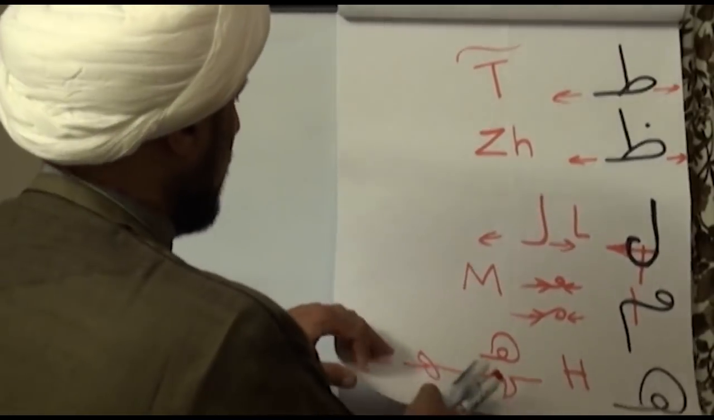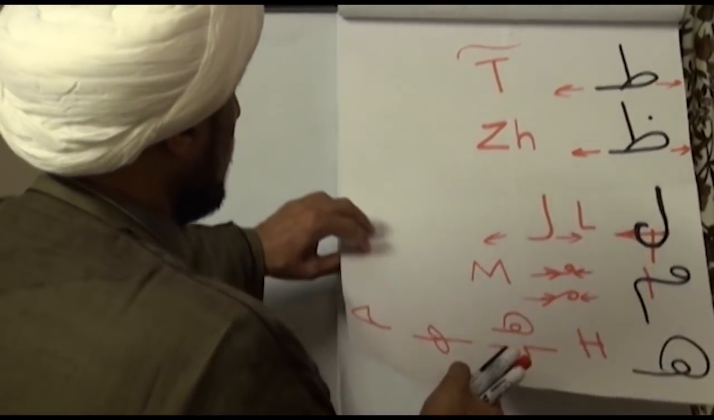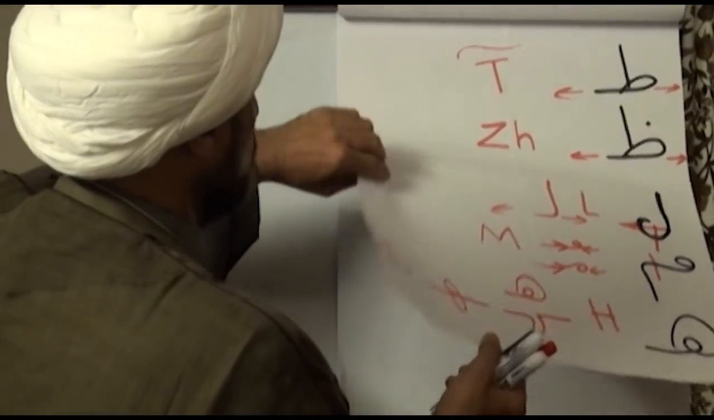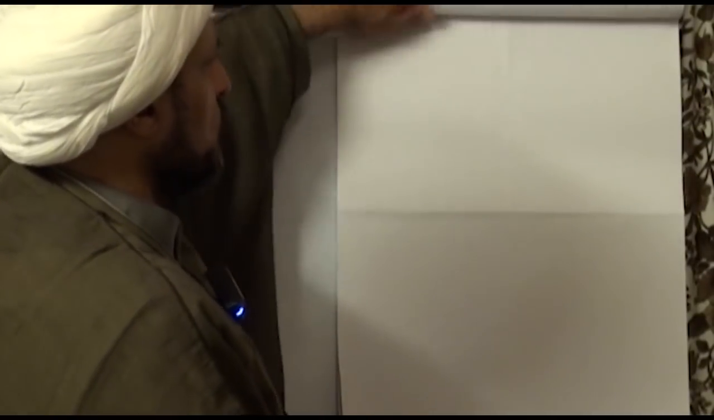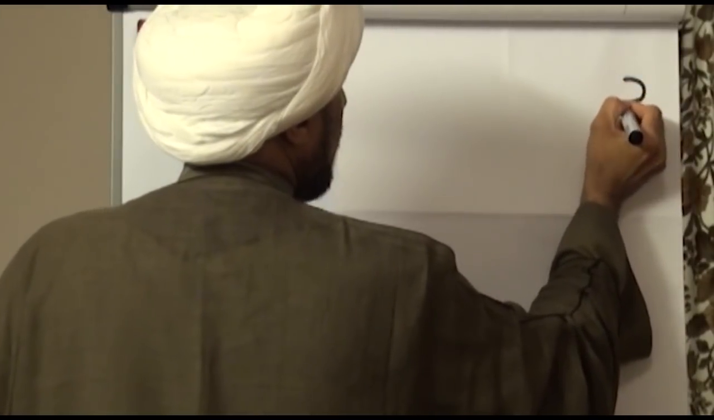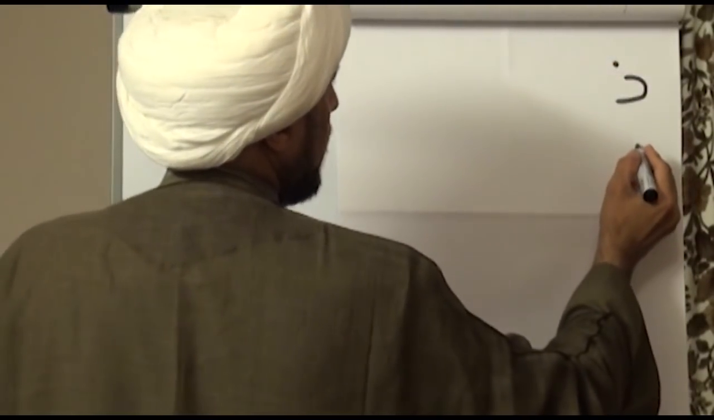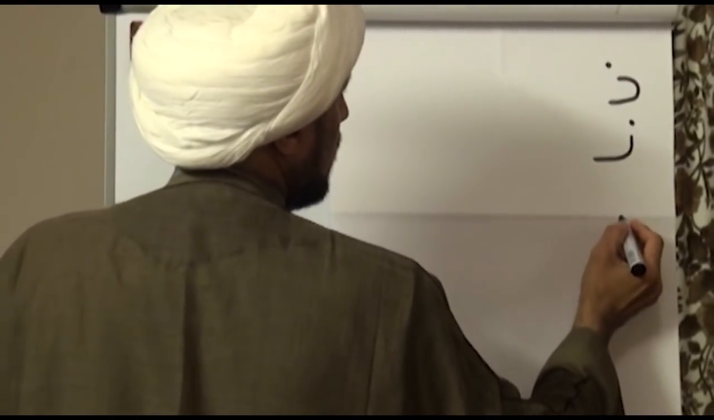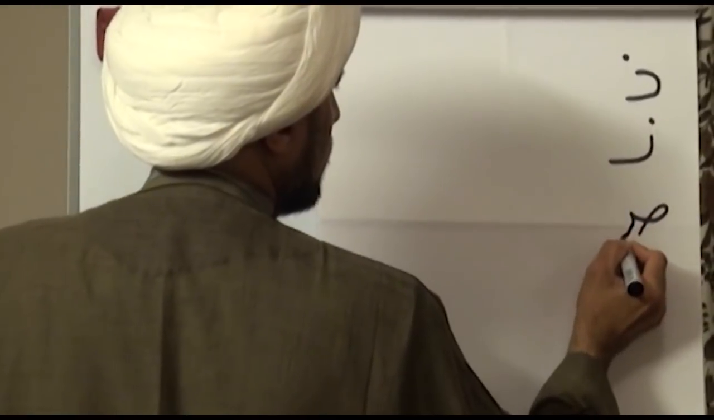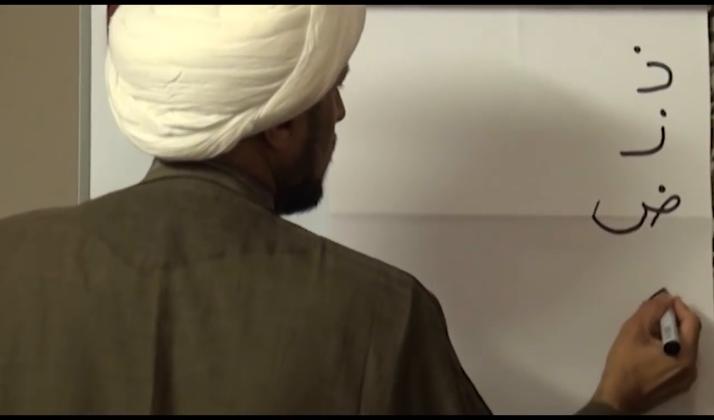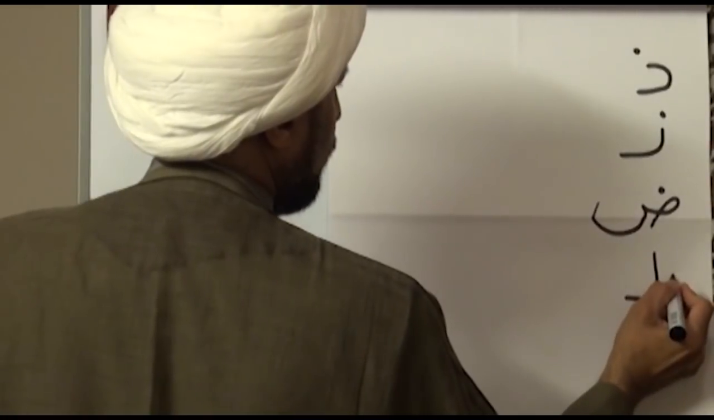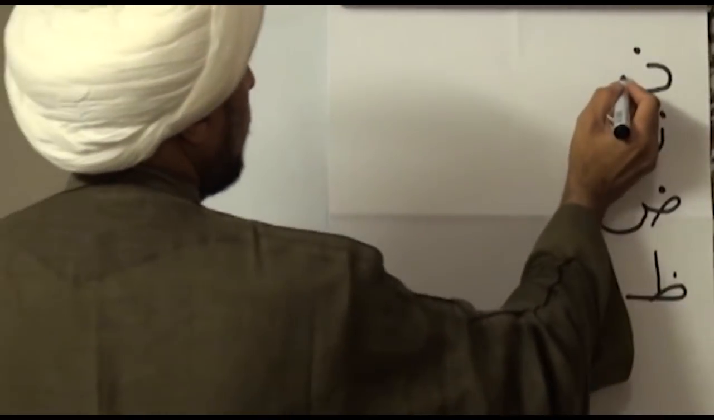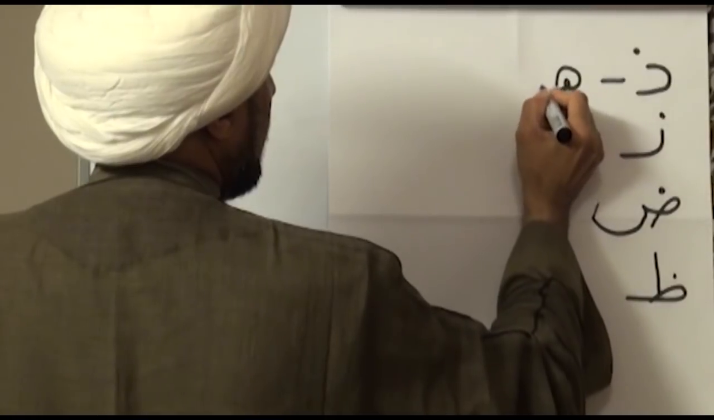Before we carry on, I just want to mention there are some similar letters we had mentioned. Just a kind of notice, because many people get mixed up in the pronunciation of these letters. So we have Zal, and then we have Zay, and then we have Dad, and then we have Va, Vohor. So this is like Dhahaba.